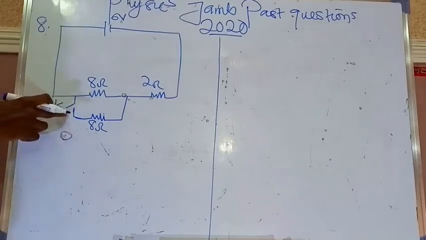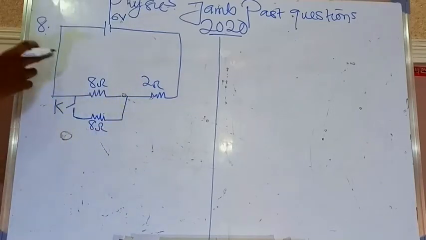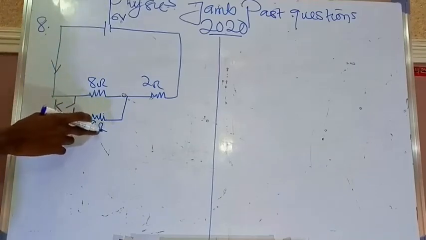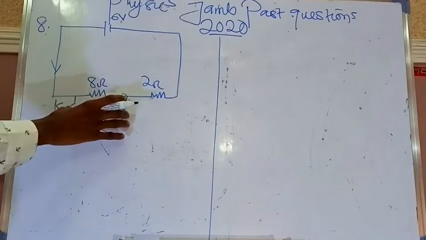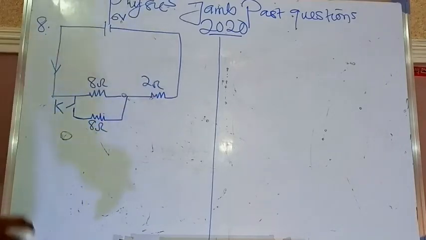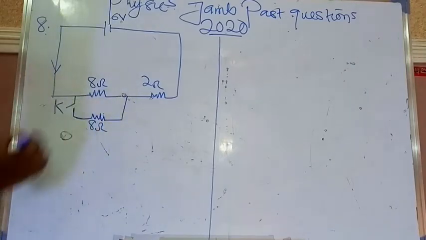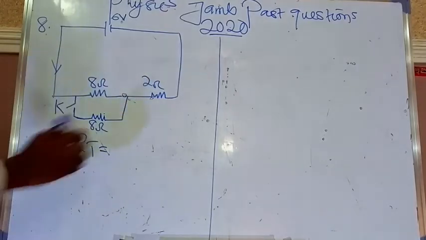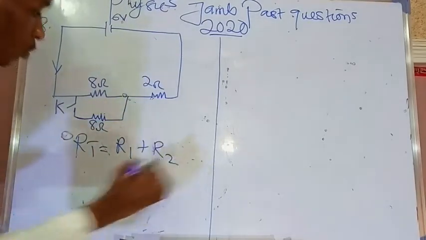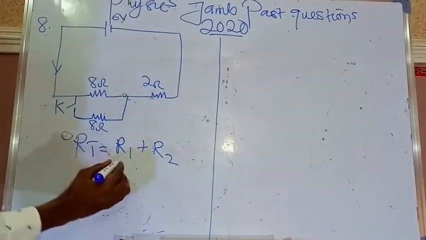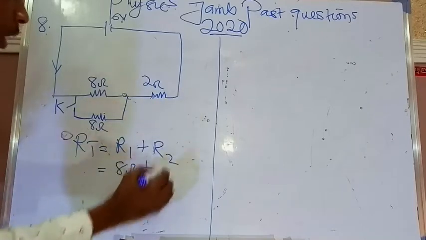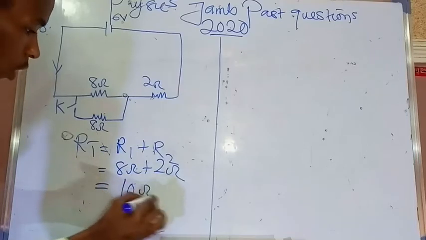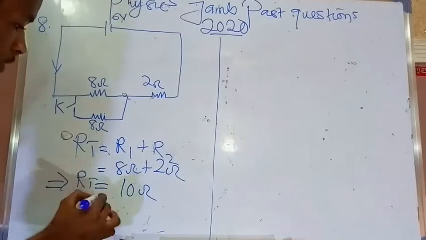As you can see, it's open, meaning the circuit is off. Meaning current does not flow through this 8 ohm resistor, so we should ignore this 8 ohm and find the current. We can find the total resistance R total because these are in series. So we have R1 plus R2. Our R1 here is 8 ohm plus our R2 is 2 ohm, so a total of 10 ohms.